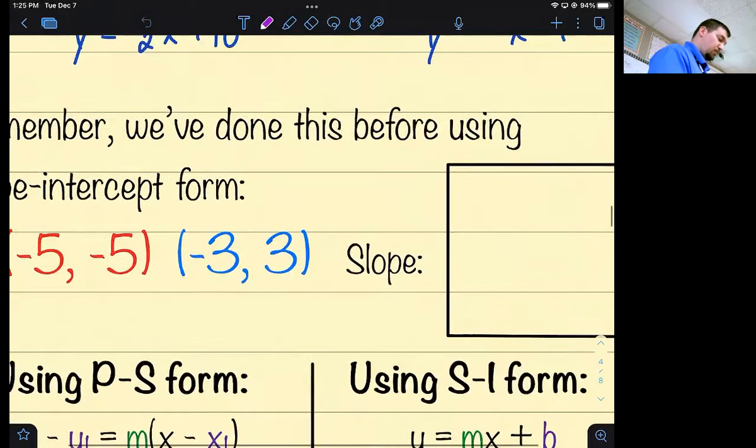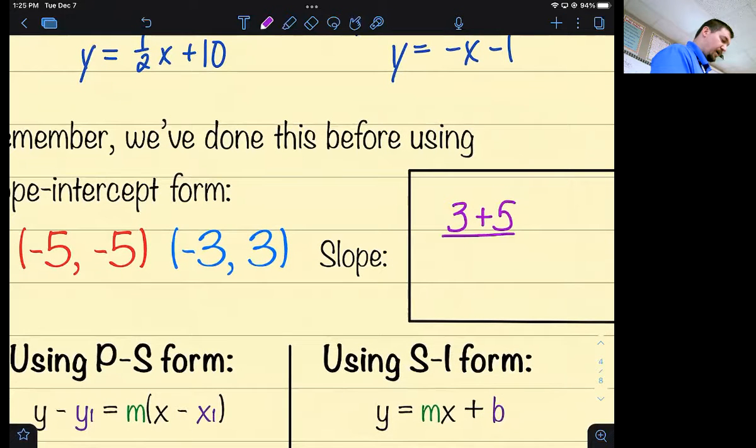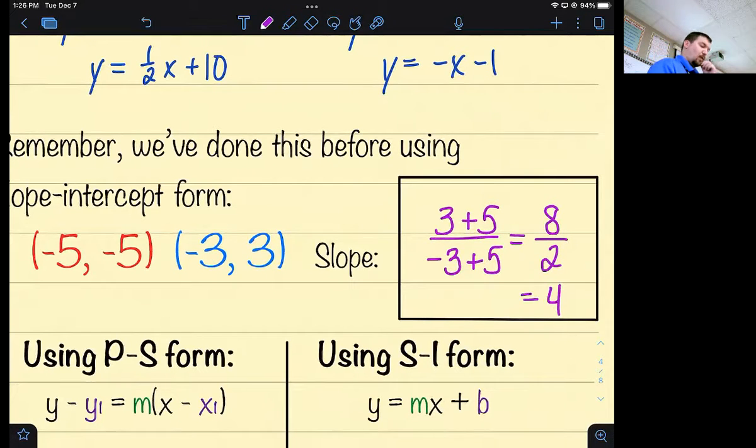And so to find the slope, we'd have to do y2 minus y1 over x2 minus x1. So I'm changing both those to +5 because they're both minus and -5. What's 3 plus 5? Anybody? 8. -3 plus 5? And 8 over 2 is 4. So our slope is 4.